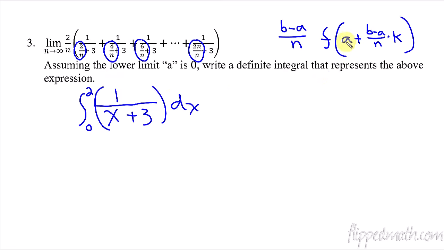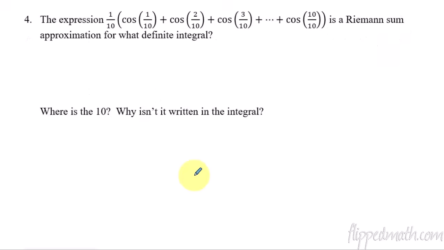But the a was a 0 in this case, so I knew I didn't have to have any extra numbers in this, and that this term that I've circled in each one of these was just that part there, the b minus a over n times the k. Okay, let's do one more problem. So what are we going to come up with here?